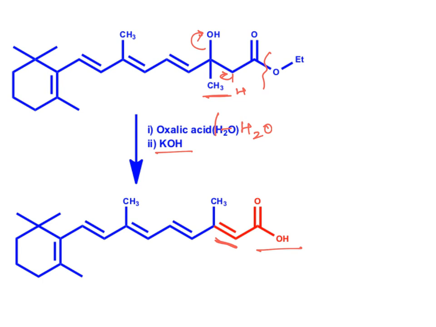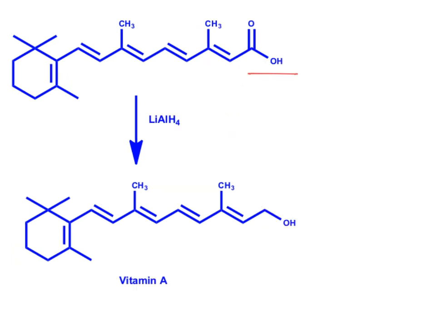In the final step, the reduction of the carboxylic acid gives vitamin A. This carboxylic acid is reacted with lithium aluminum hydride, a strong reducing agent. The carboxylic acid is converted into the corresponding primary alcohol. So the last step is the reduction of the carboxylic acid with lithium aluminum hydride, which gives vitamin A.